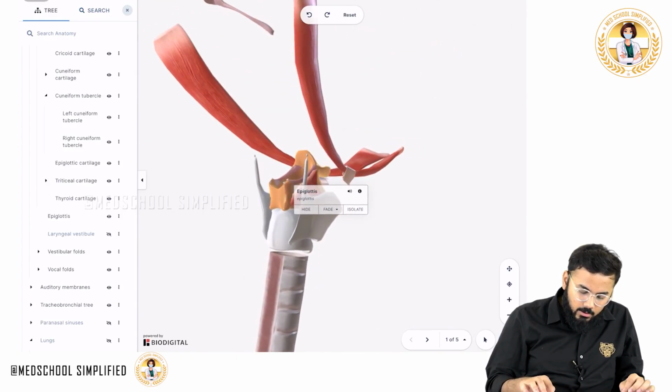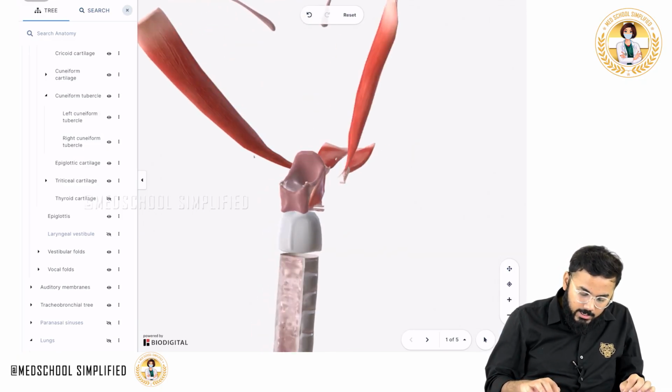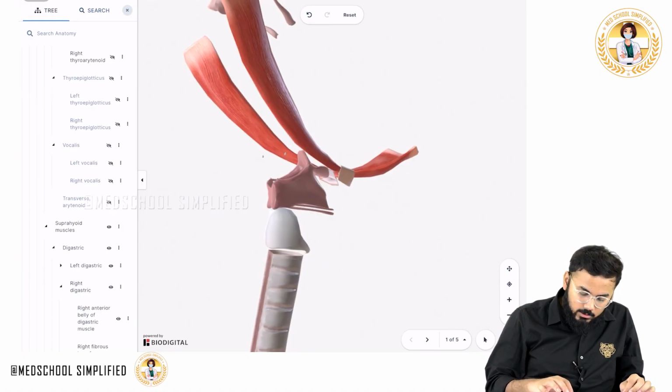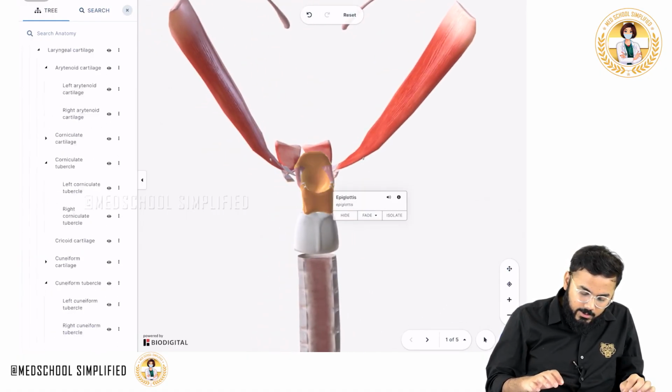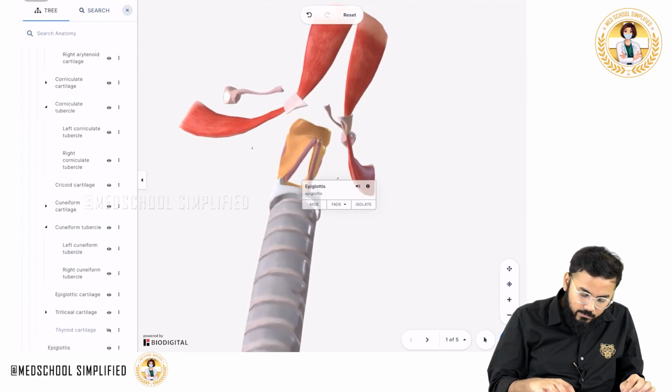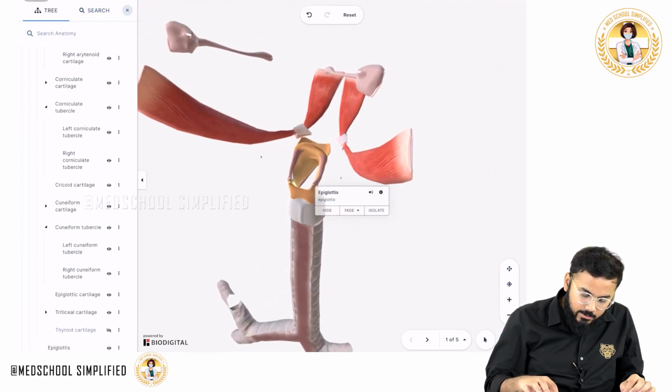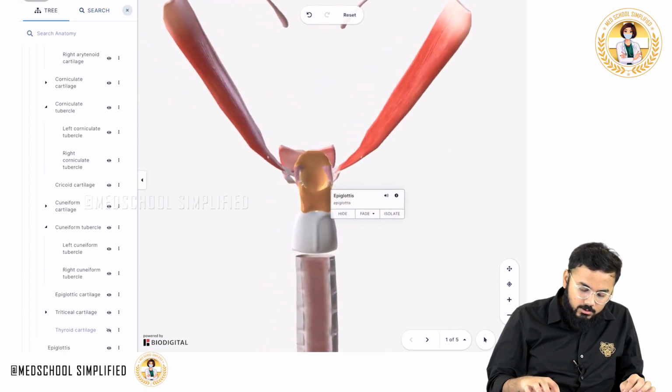So this is the epiglottis, which is leaf-like. When I remove the thyroid cartilage, and when I remove these muscles on either side, you can very clearly see where this epiglottis is. You see this epiglottis now? From the down, from the side, from the up, right? So this is your epiglottis.